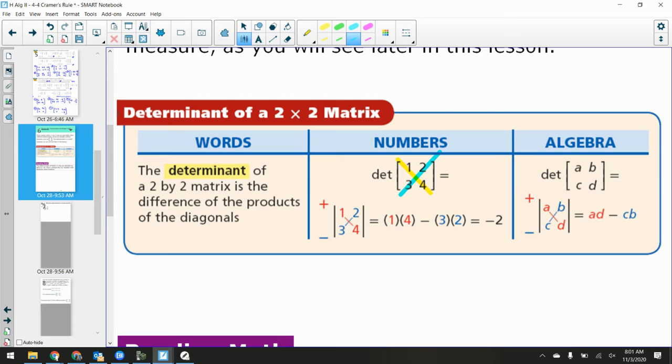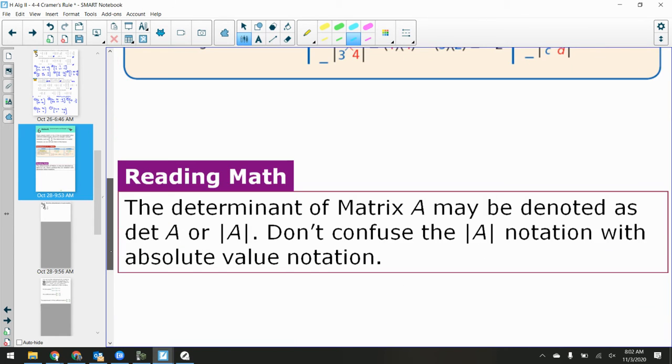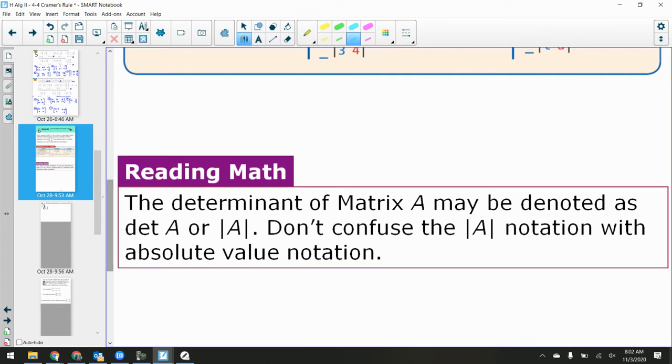Algebraically, I would take A times D and subtract away C times B. You always start with what's called the main diagonal. We haven't used that term yet, but the main diagonal of any matrix is the one running from the very top left corner down to the bottom right corner. So you start with the main diagonal, and then you subtract away the one running from top right to bottom left. Don't confuse the determinant with absolute value. We talked about that.